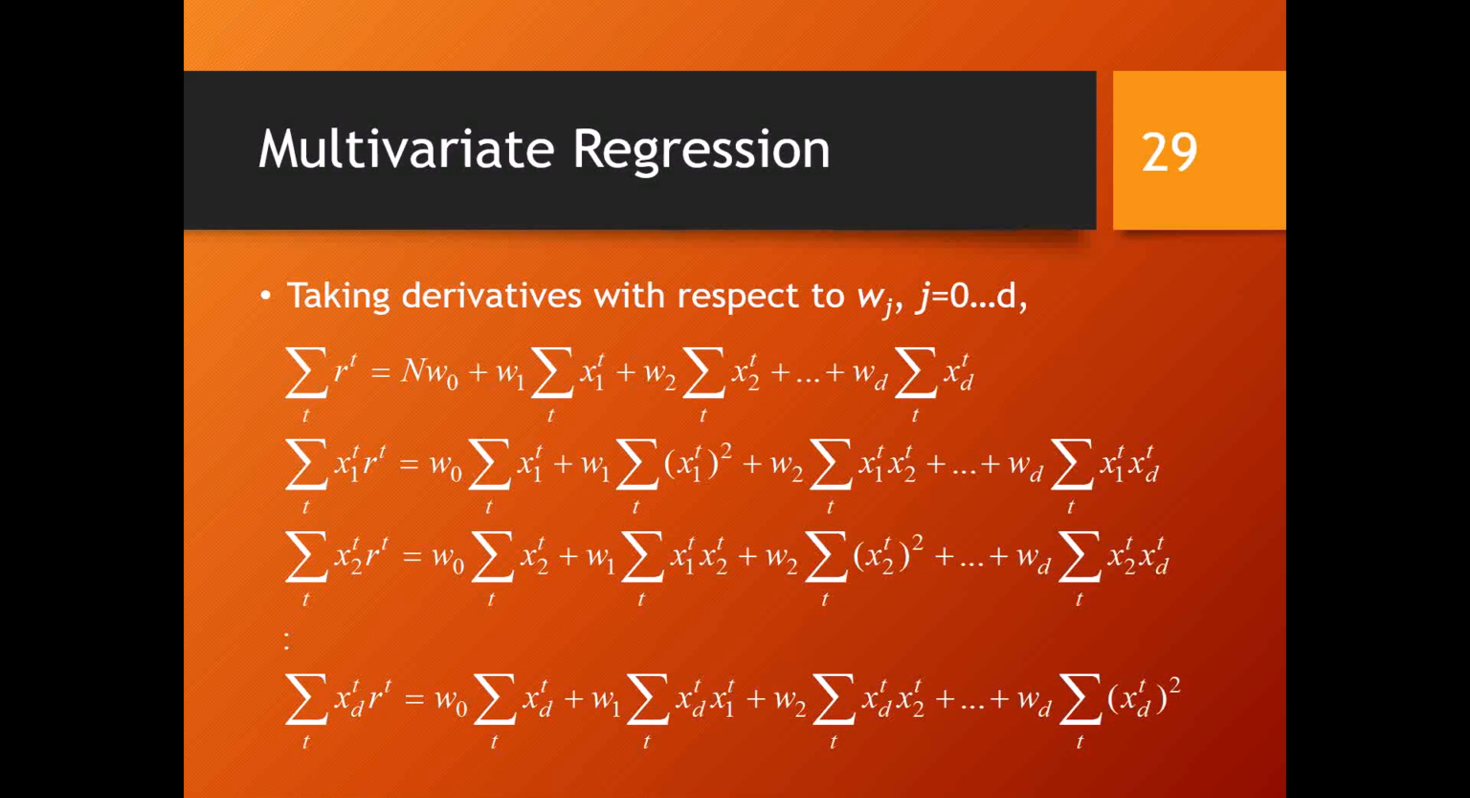We do exactly the same as what we have done for univariate variable. So we will have the equation like this. Then we could arrange those d plus 1 equations. We totally have d plus 1 equations because we have d plus 1 unknowns, W0, W1 up to WD. So d plus 1 unknowns, we use d plus 1 equations to solve those unknowns.